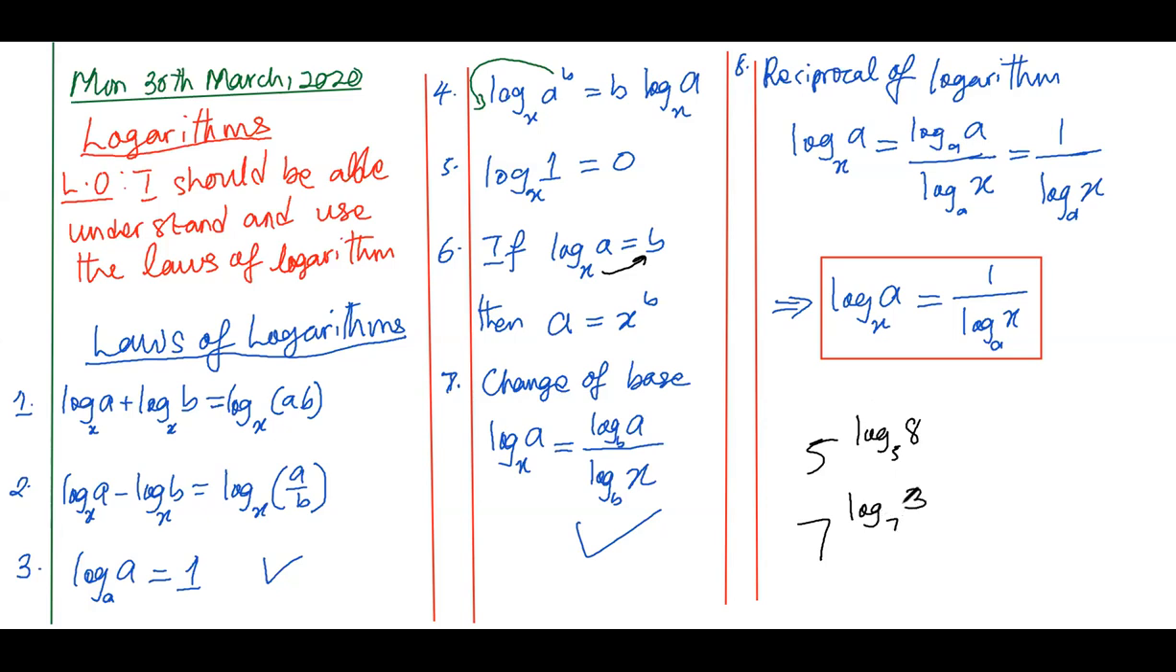What do you get for the first one? 8. 8. Check the second. Three. So what do you notice? That if the base of the power is the same as the base of the log, they cancel out and this 8 can be on its own, basically.